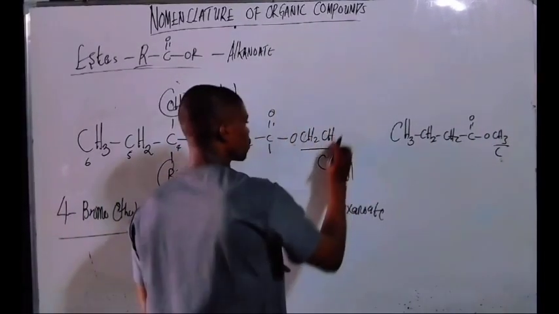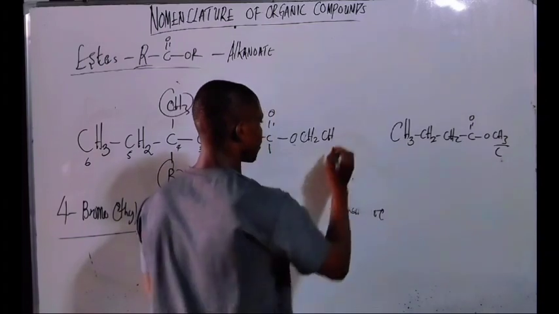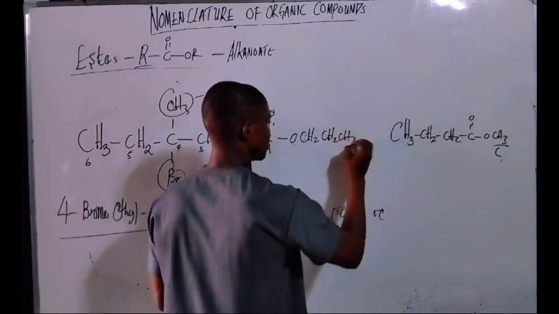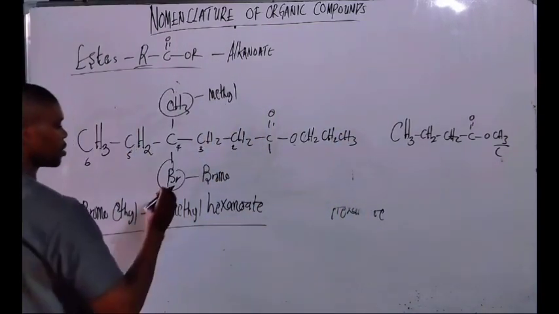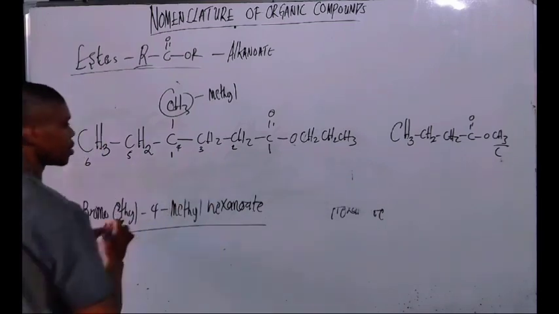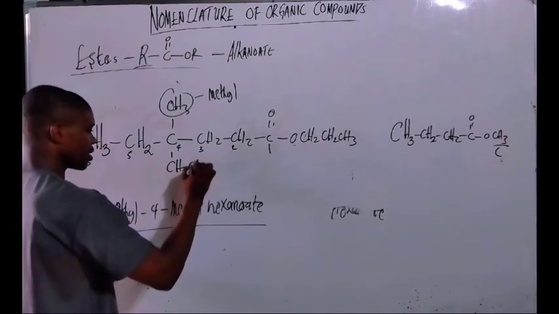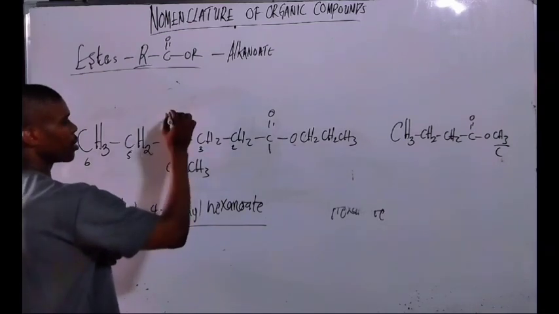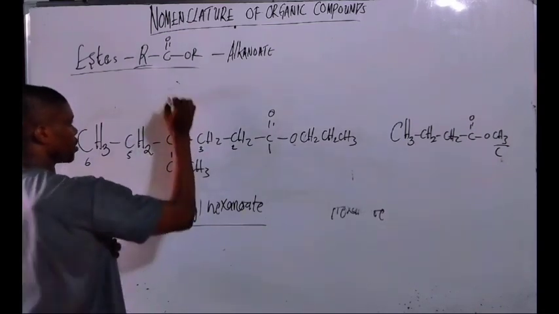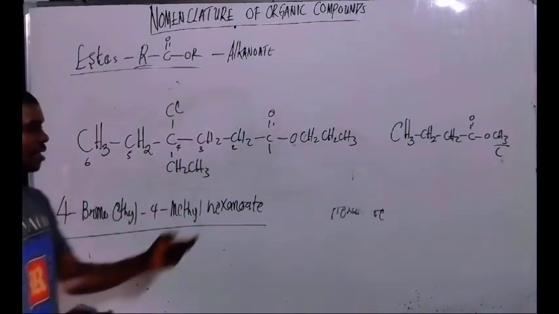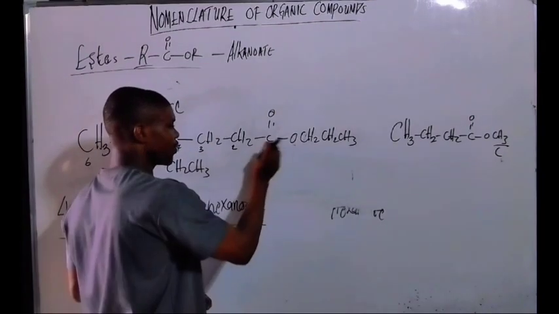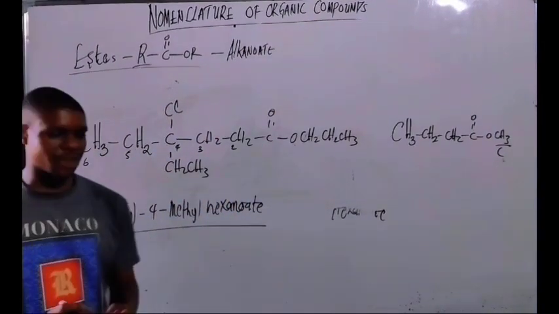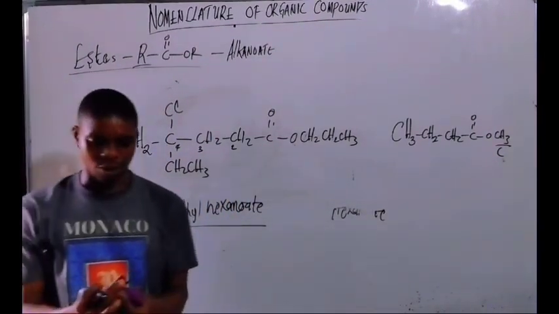Now I want to change this structure here. You have CH3, CH2, CH3, and you have Cl. So go ahead and name this one for me. Pause the video and drop it in the comment section. I will be responding to all your questions there.